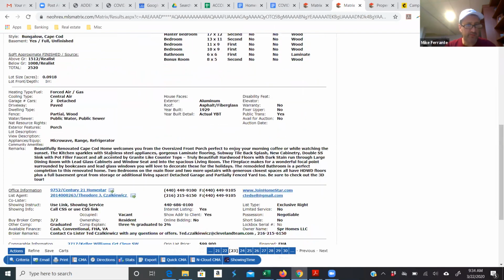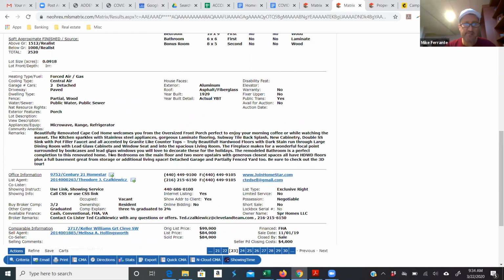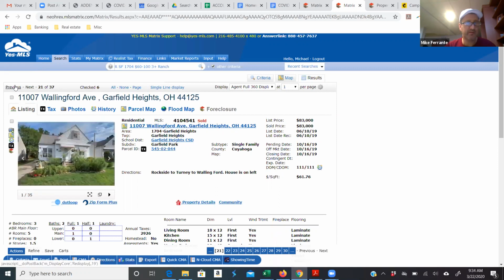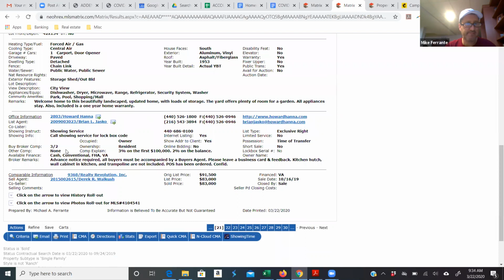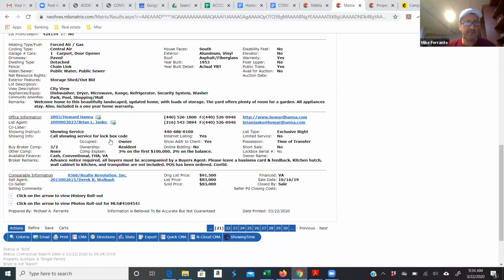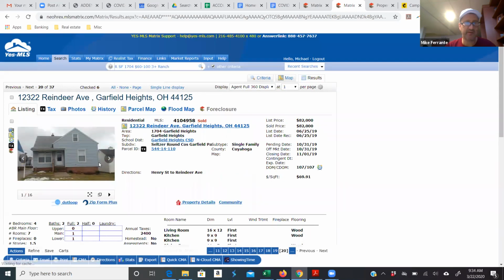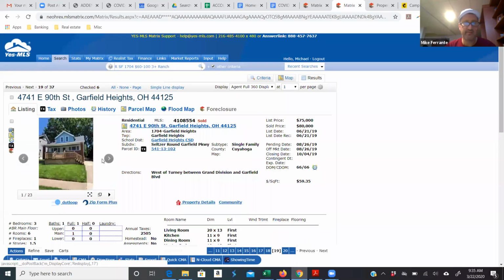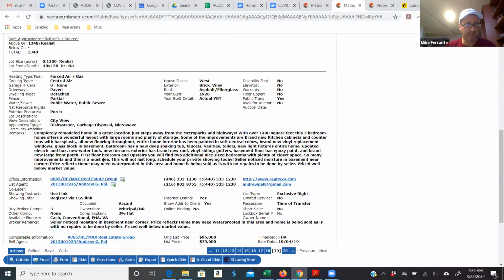111th. Let's get to some rentals here. That's not a rental. We're going to have to skip a bit here. I'm just looking to see if it says tenant occupied and rent amounts, because that's where you'll start figuring out what rentals are.